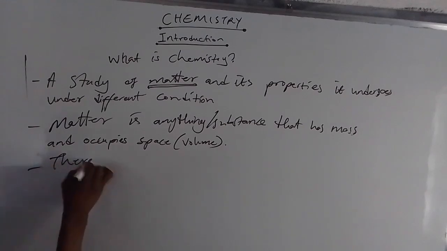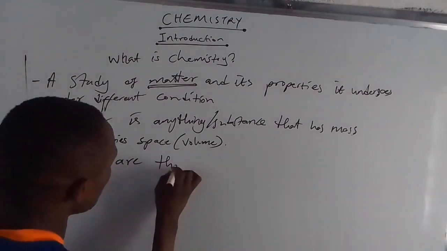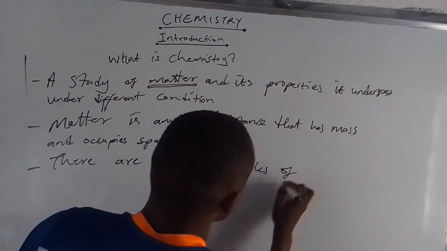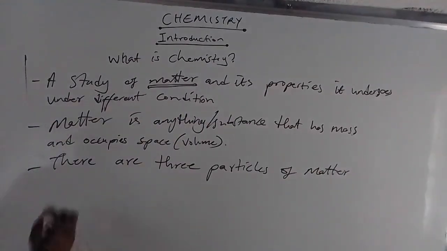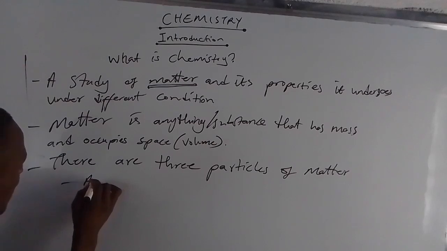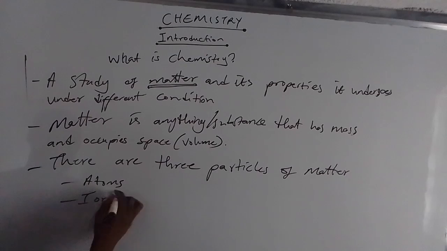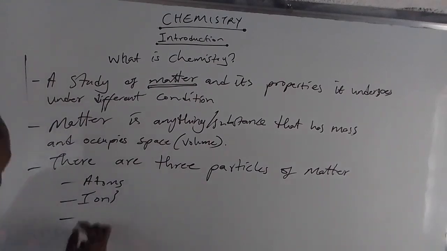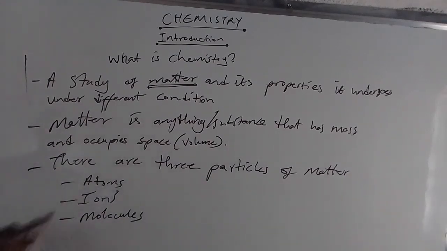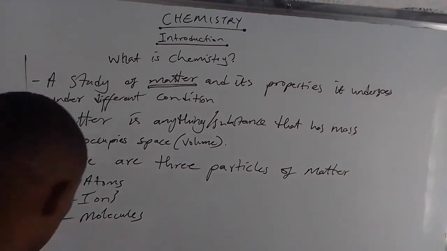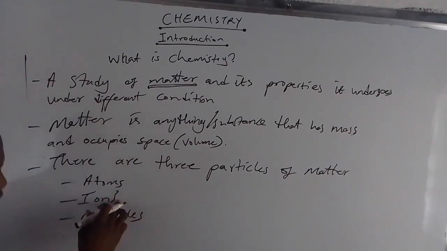We say there are 3 particles of matter. And what are these particles? Number 1, we have atoms. We also have ions. Apart from ions, we also have molecules. When we look here, we see atoms. We know that for us to have ions, we need to make an atom gain or lose some electrons. So when an atom gains or loses electrons, then it becomes an ion.